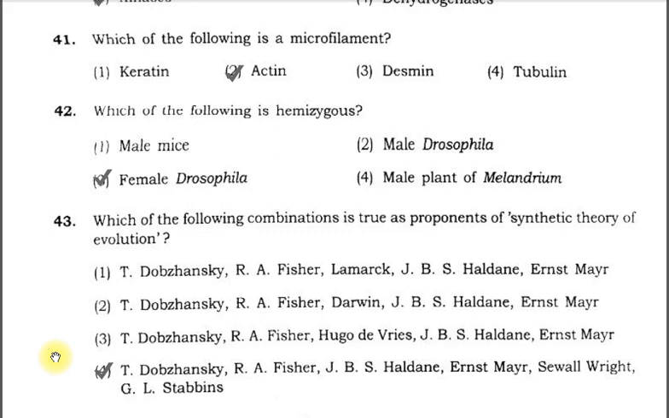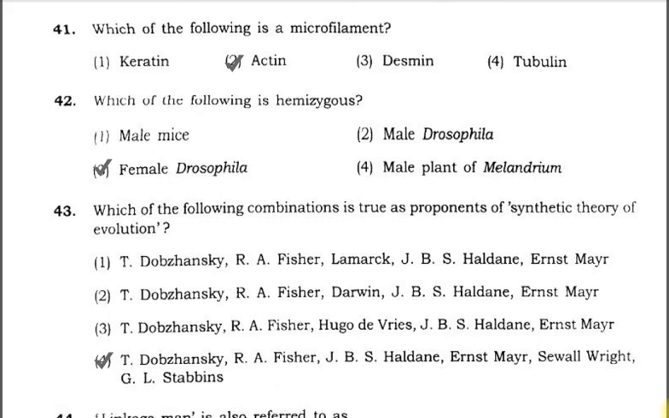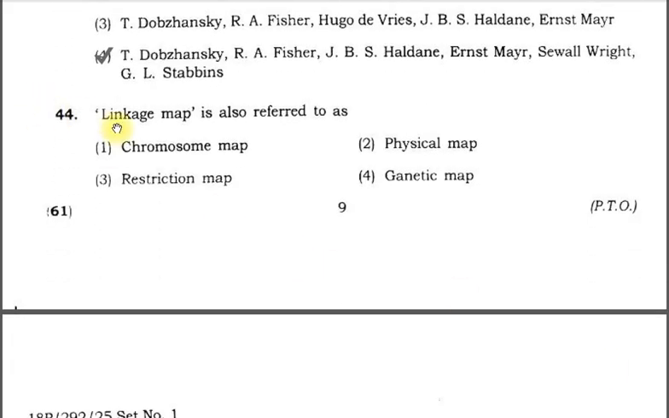There is a neo-Darwinism theory according to which the genetic changes which occur in a population lead to the formation of new species. So that is also a proponent of the synthetic theory of evolution given by Dobzhansky, Fischer, Haldane, Ernst Mayr, Wright and Stebbins. Question number 44, a very simple question. The linkage map is also referred to as 1, chromosome map, 2, physical map, 3, restriction map, 4, genetic map. So here I hope you have guessed the correct answer, and yes, the correct one is option number 4, which is the genetic map.